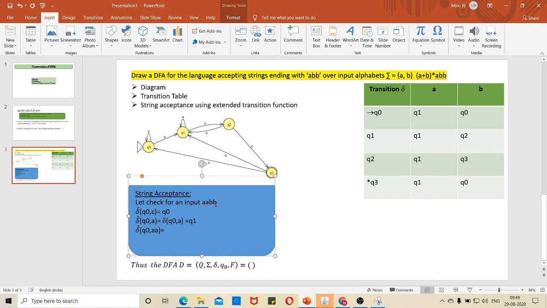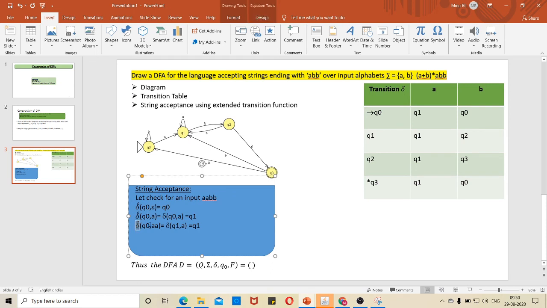Next, again I am getting an A. Already we have seen delta of Q0 of A is Q1. So, now this would be delta of Q1 of another A, which is equivalent to, in Q1 state, if I am getting another A, I will be in the same Q1 state. Okay. So, next comes my another input B.